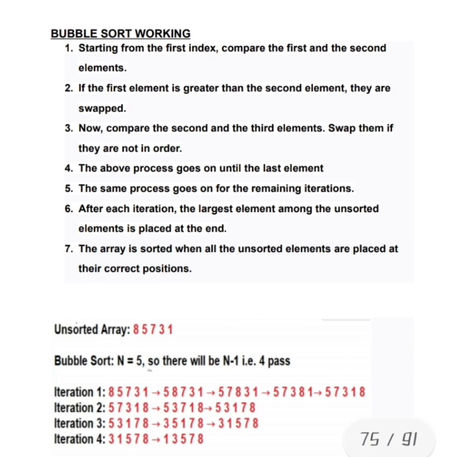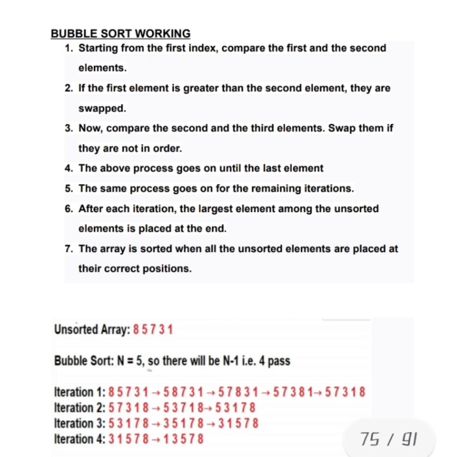In this example, the unsorted array is given, that is 8 5 7 3 1. Here there are 5 elements, so n equals 5, and to calculate the iterations we have to do n minus 1. So 5 minus 1 is 4. So there will be 4 iterations for 5 elements.